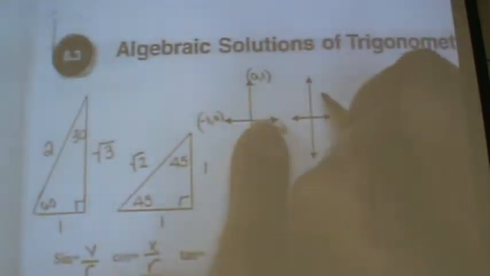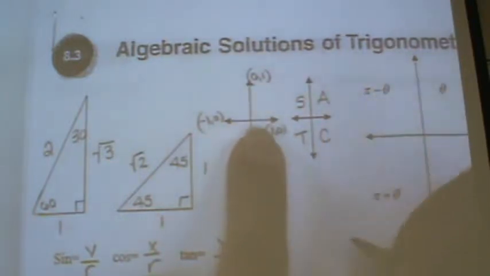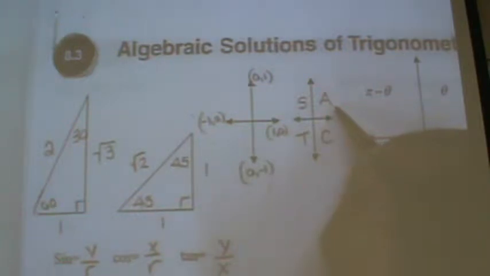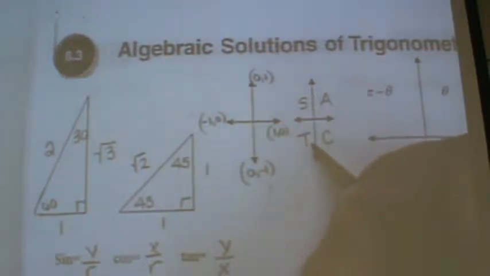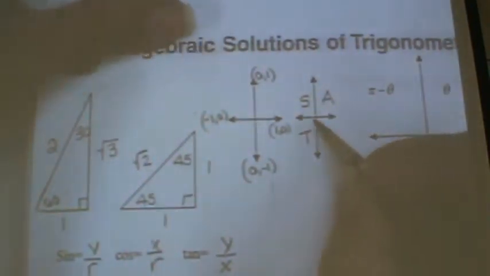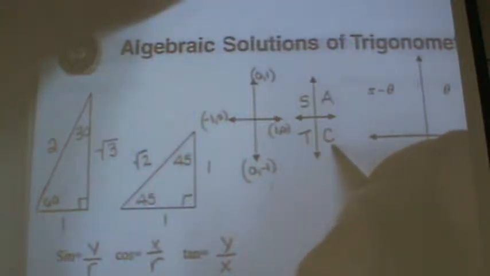Also, I want you to quickly jot, all seniors take calculus. What does that mean? Means in quadrant 1, all of them are positive. In quadrant 2, only sine is positive. In quadrant 3, tangent is positive. In quadrant 4, cosine is positive. If I didn't tell you it's positive, then the other ones are negative. So in other words, in quadrant 2, tangent and cosine are negative. In quadrant 3, sine and cosine are negative. And in quadrant 4, sine and tangent are negative.